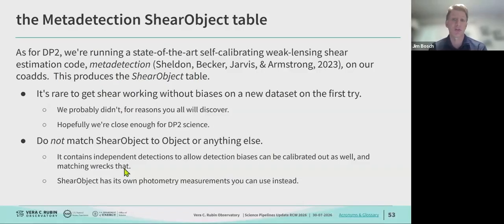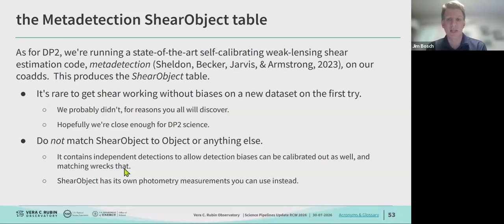And our goal is to fix those problems before we get to DR1. And hopefully, because the requirements for DP2 weak lensing science are not nearly as stringent as what we would need for DR1, we've done well enough for DP2 science to do this and do this well.